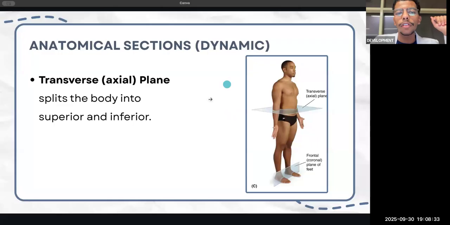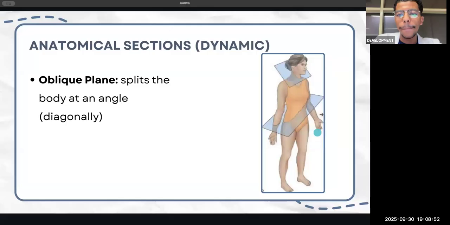Next up, we have the transverse section or the transverse plane. Transverse means it crosses the body, okay? It's also called axial plane, and it splits the body into up and down, which is superior and inferior. Then, for some reason, I saw this in your slides. We never took this, but you should know it. It's called oblique plane. So it cuts your body at an angle, or diagonally, okay?